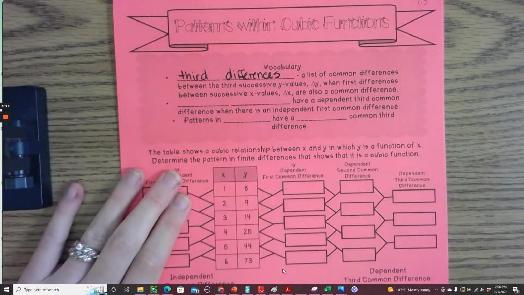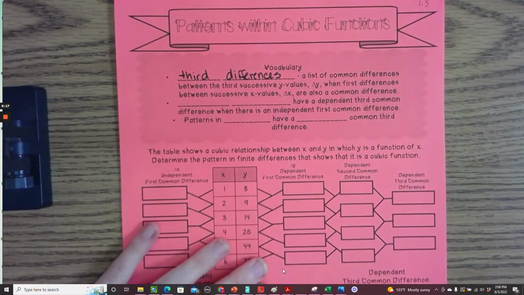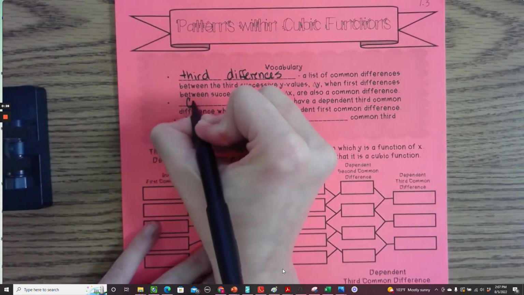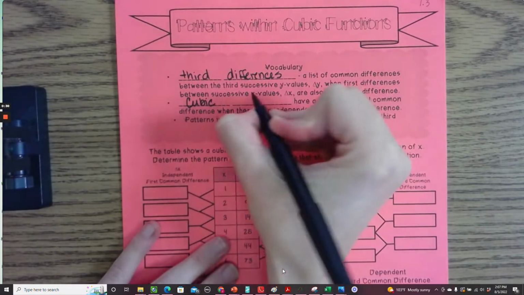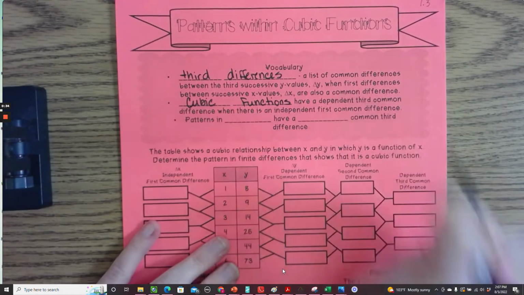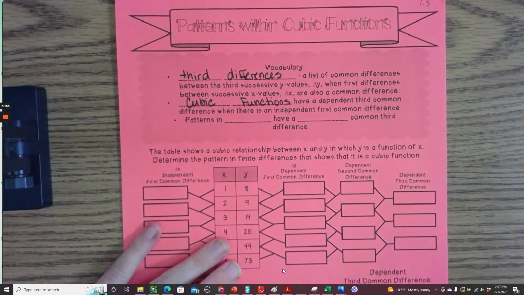This is a list of common differences between the third successive y values, change in y, when first differences between successive x values, the change in x, are also a common difference. These are going to represent cubic functions. Cubic functions have a dependent third common difference when there is an independent first common difference.